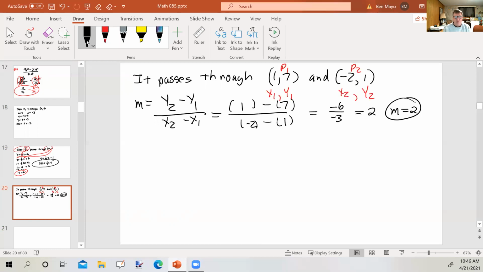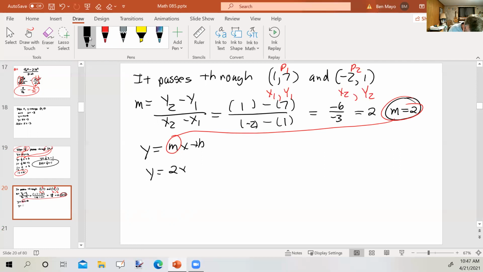We're halfway there. We've got the slope. Now we need to find the y-intercept. Again, using y equals mx plus b, we can take the slope and put it in there. So we get y equals 2x plus b. In a previous problem, I took an ordered pair, a point that was on the graph, and plugged it in for x and y to find b. I can do the same here.